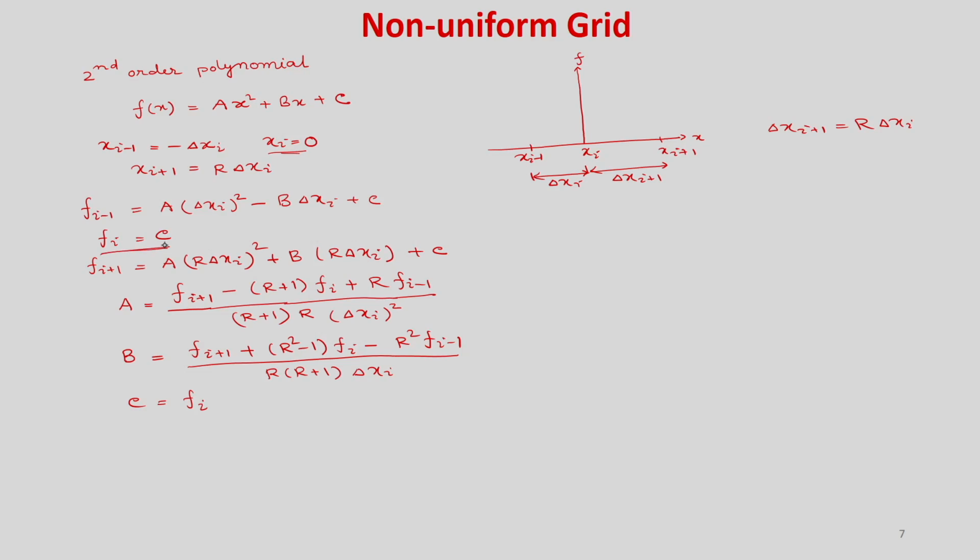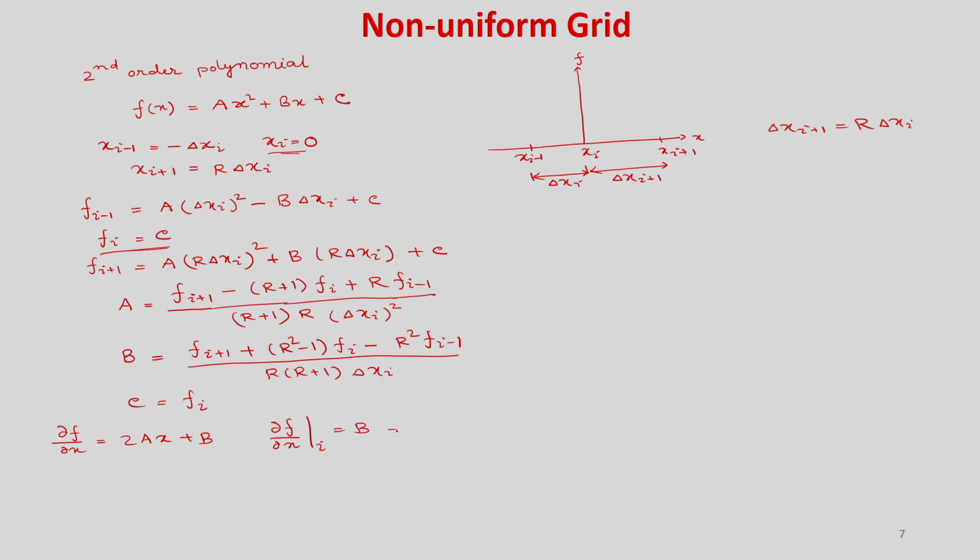So, now if you put in the expression of del f by del x, what you will get? Del f by del x, if you take the derivative, will be twice a x plus b, and del f by del x at x_i, where x_i is equal to 0, will be b.